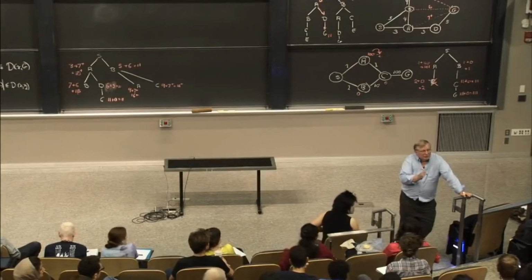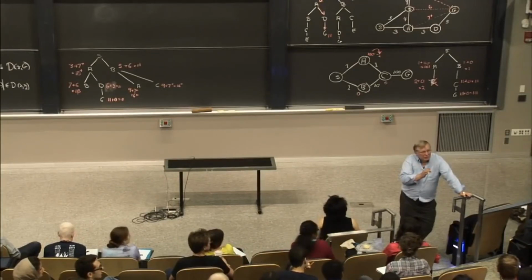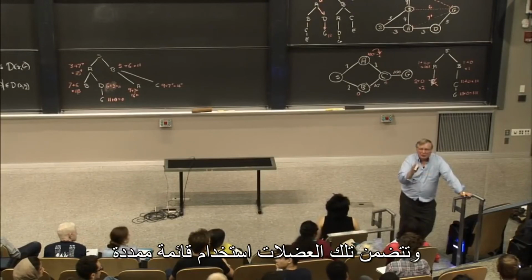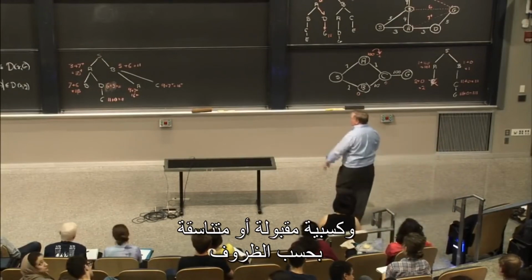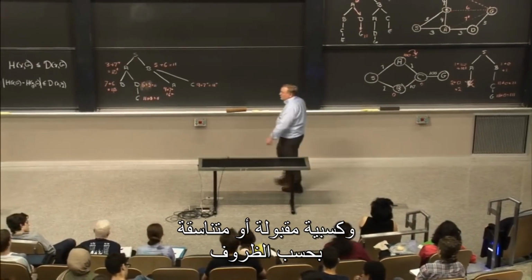So you use all the muscles you can, and those muscles include using an extended list and an admissible or consistent heuristic, depending on the circumstances.